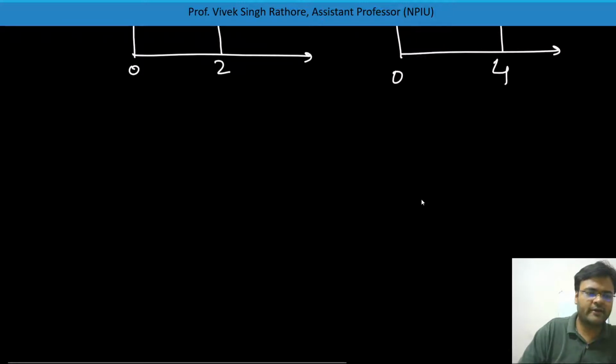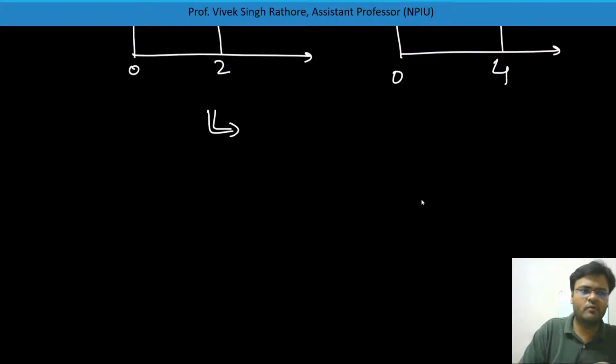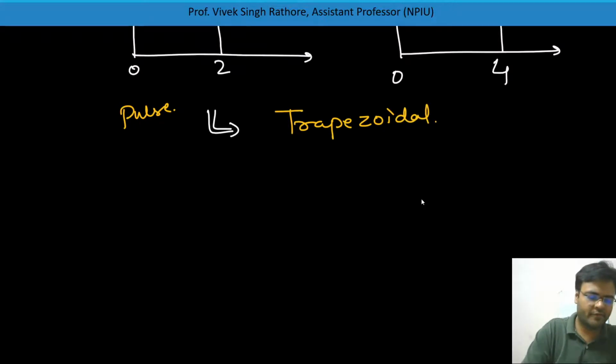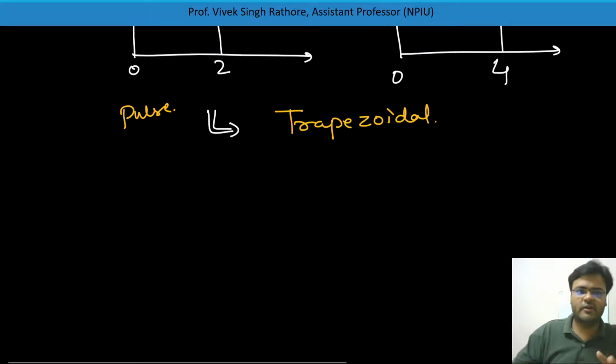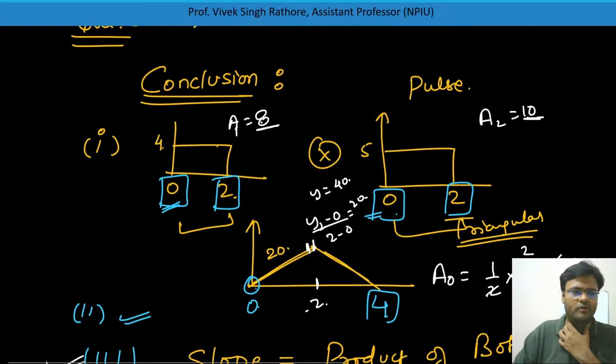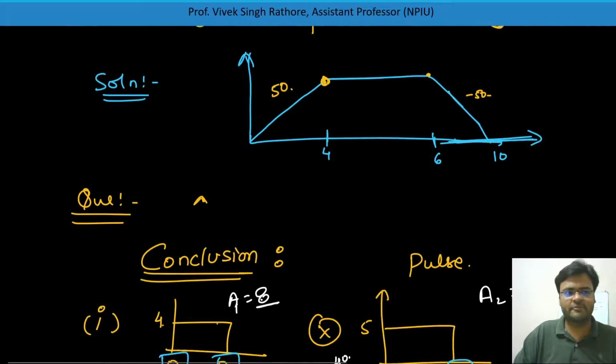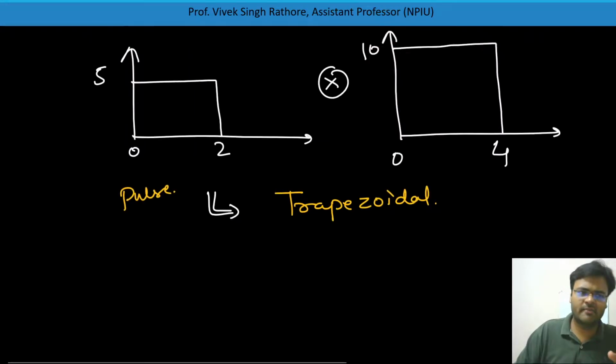Definitely you need to remember that whenever two pulse signals of different amplitudes are convolved, you will definitely get a trapezoidal signal. So you need to remember both properties. If the duration is the same, you will get a triangular signal, and if it is a different duration, that is why I wrote this answer directly as trapezoidal. This will definitely come as a trapezoidal signal.